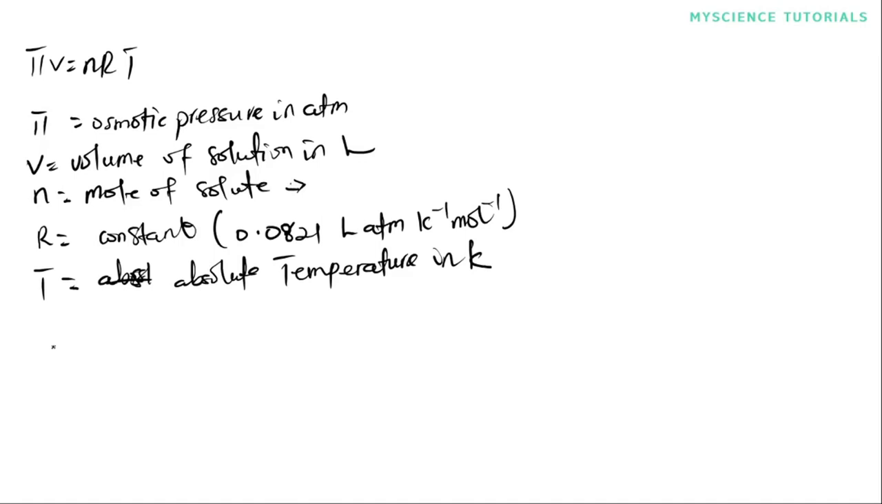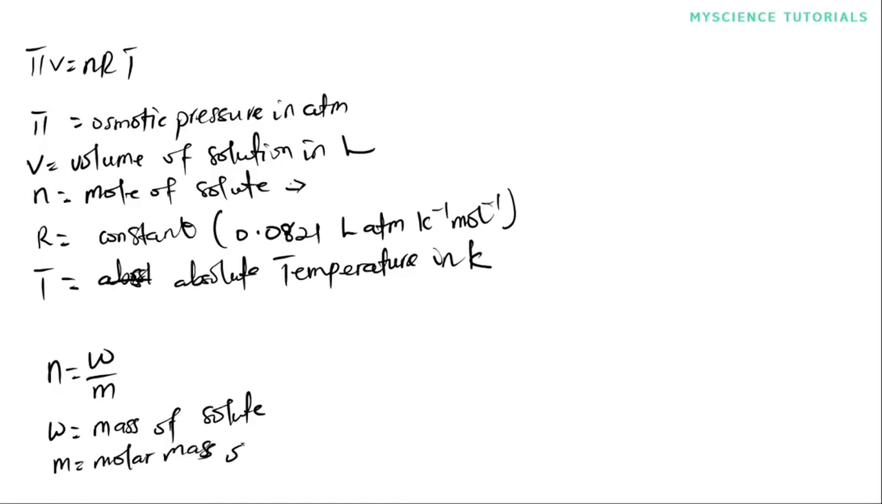all we need to do is replace the mole, which we've been denoting since the beginning of colligative properties, with W over small m, where small w is the mass of the solute and small m is the molar mass of the solute. So if we do this substitution into this formula, we get pi V equal to W over M multiplied by RT.